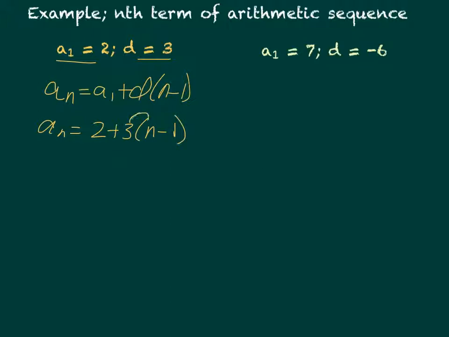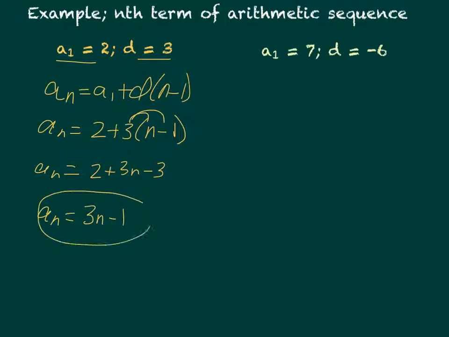And then I just distribute and simplify. I have a sub n equals 2 plus 3n minus 3. Simplify further, a sub n equals 2 minus 3, which is negative 1, so 3n minus 1. And that is your nth term. And then you can find any term. If I wanted to find the 100th term, just put 100 in, and there's your answer.